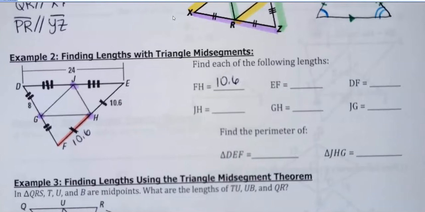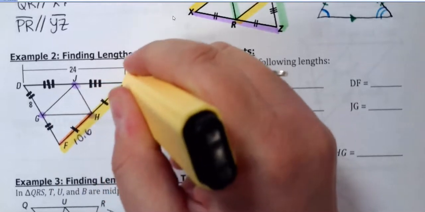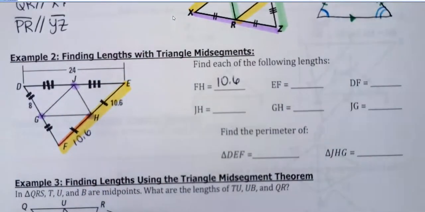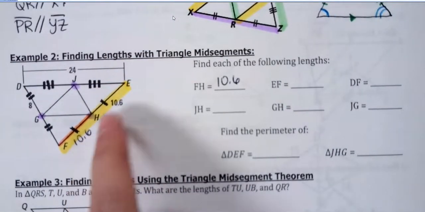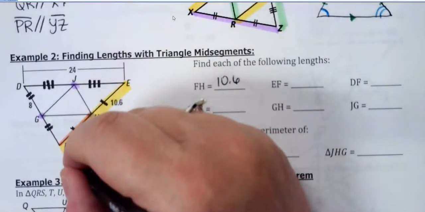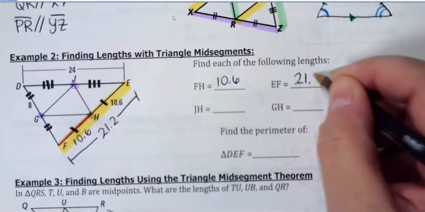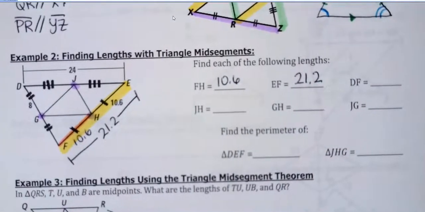Okay, where is E to F? Okay, EF is this whole side here in the triangle. I know on either side of H, that's the midpoint, 10.6, 10.6. So you just add those two together, or take 10.6 multiplied by 2. It's 21.2. Not a nice number there, but that's okay. So that whole side there would be 21.2.